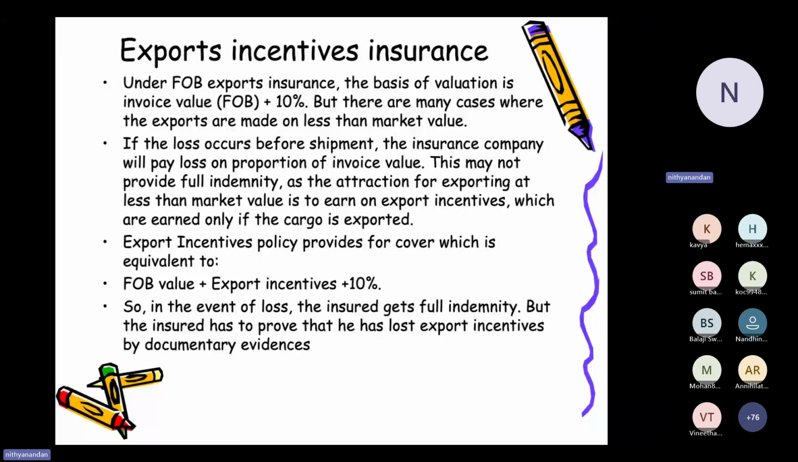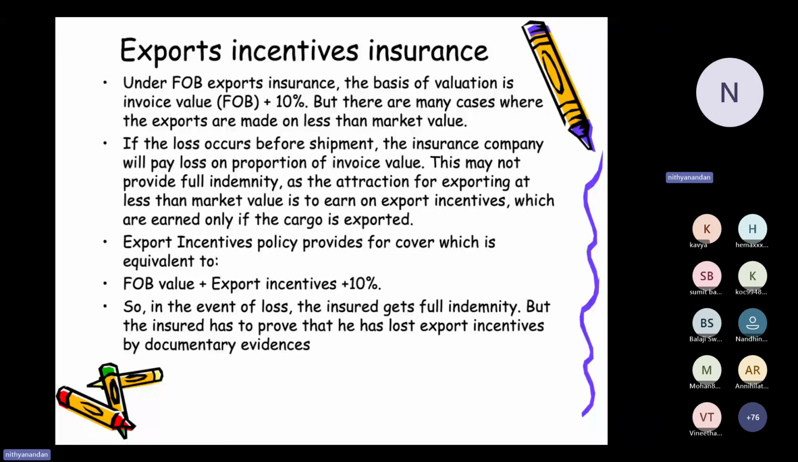So in case of loss, they will get only this much. And also since the goods are not exported, they will not get the export incentive from the government. So they will be at a loss. To compensate them, this policy is introduced.